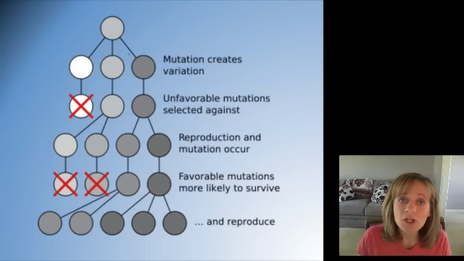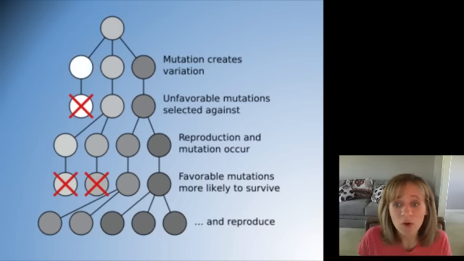Well, first, there has to be some sort of variation. And in this case, we're saying a mutation created that variation. But that variation has to exist first. Then there has to be some sort of environmental change where an unfavorable mutation does not survive. So that white dot does not survive. The gray and the dark gray do survive. They reproduce and they create more of their color.